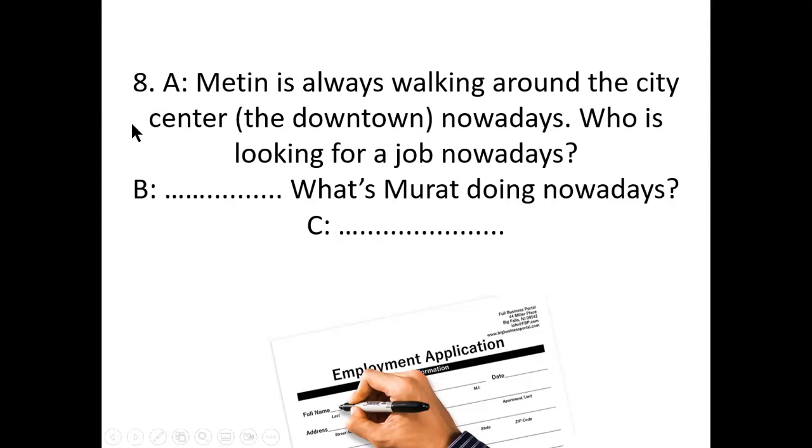Okay. Dialogue eight. Metin is always walking around the city center, or in American English, the downtown. Metin is always walking around the downtown nowadays. Who is looking for a job nowadays? Mesut is looking for a job nowadays. What's Murat doing nowadays? Murat is writing a children's story nowadays. Or Murat is writing a story for children nowadays. This is also possible.